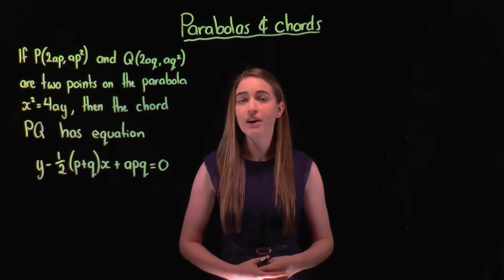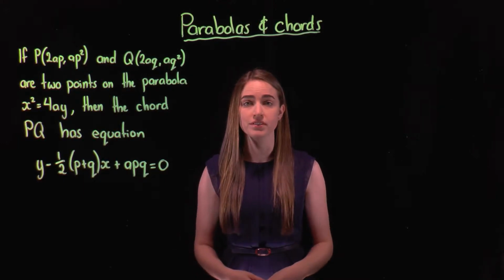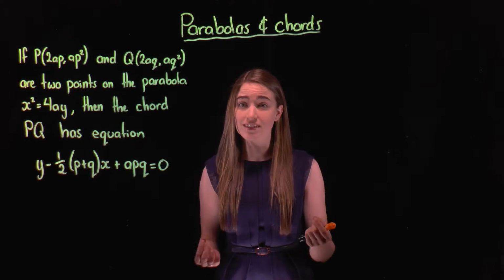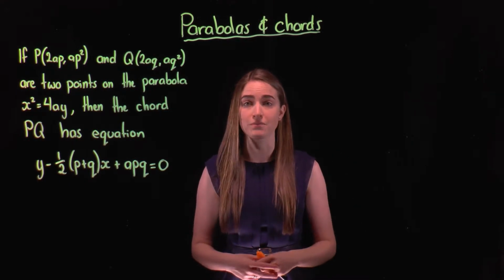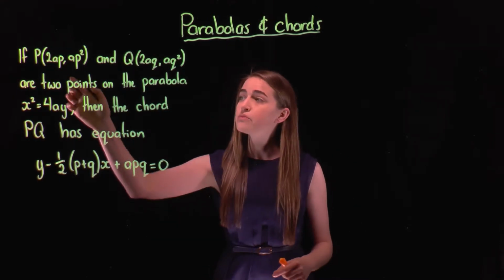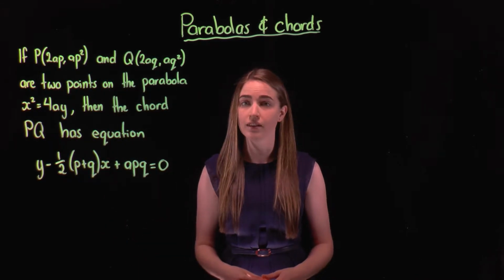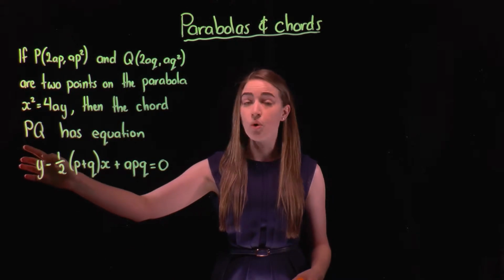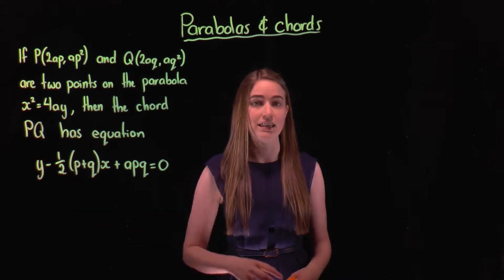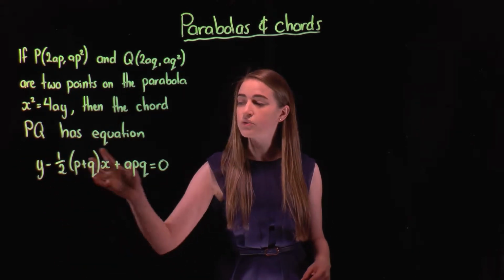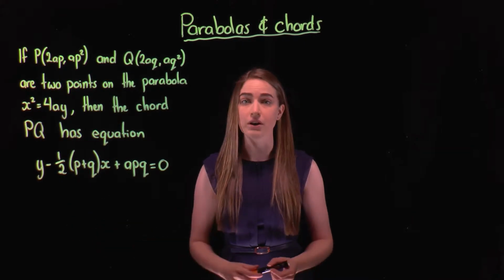In this video, I want to have a look at parabolas and chords. So a chord is just a line segment that joins 2 points on a parabola together. So if we have the points P and Q that lie on the parabola x squared equals 4ay, then the equation of the chord PQ is this here. So the first thing we're going to do is go through and prove that that is the equation.